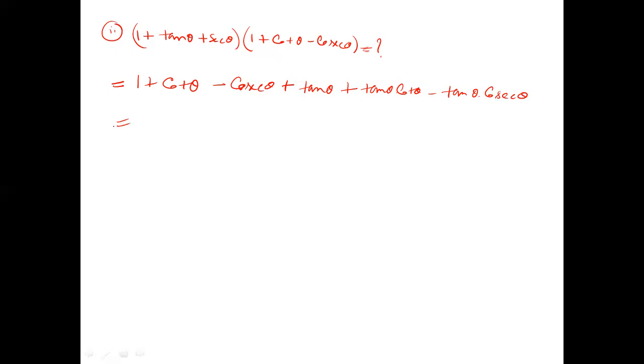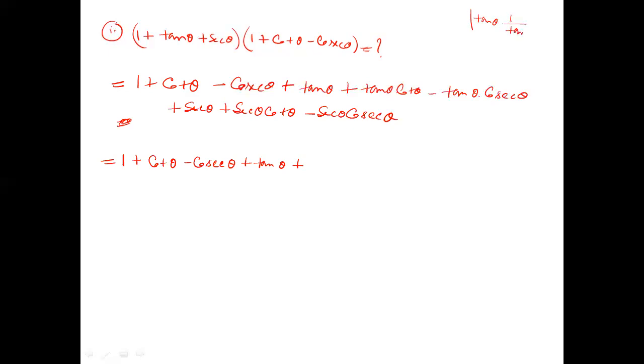Now see, be very careful. Again you have to multiply with sec. Multiply sec theta, so it will be plus sec theta, plus sec theta into cot theta, minus sec theta into cosec theta. Now write down as it is: 1 plus cot theta minus cosec theta plus, and now tan theta and cot theta get cancelled. Why? Because cot theta is the reverse of tan theta.